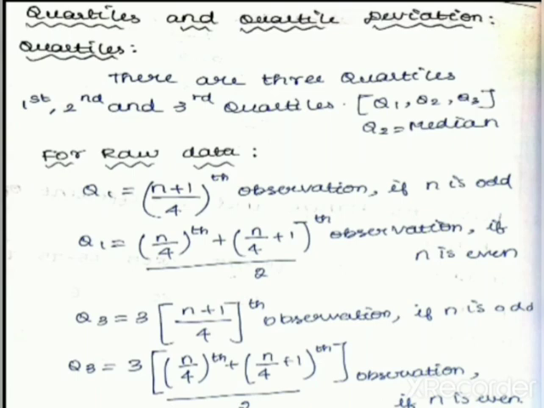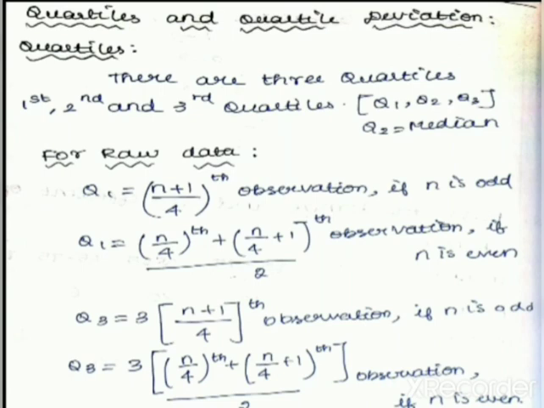Our next definition is quartiles and quartile deviation. Let us see first what is quartiles. There are 3 types of quartiles: first quartile, second quartile and third quartile, which are denoted by Q1, Q2, Q3. In this, our Q2, second quartile, is also known as median. So what is our median formula, which is the Q2, second quartile.